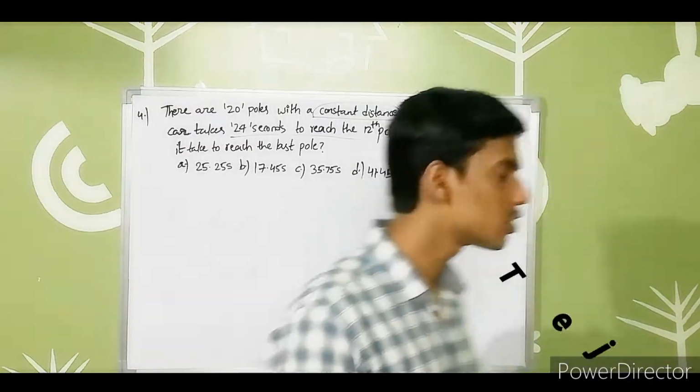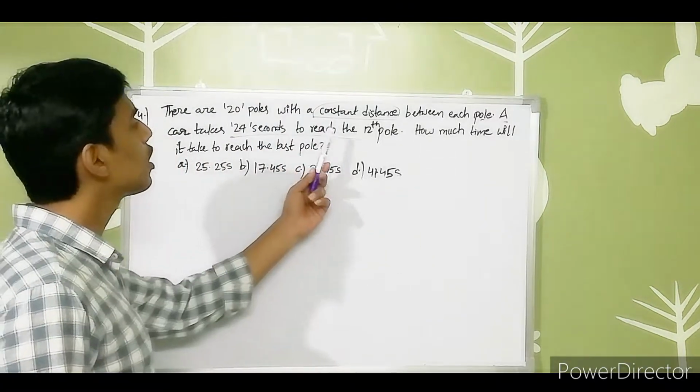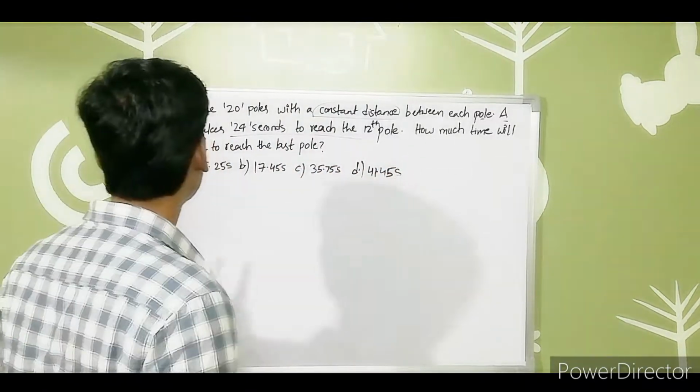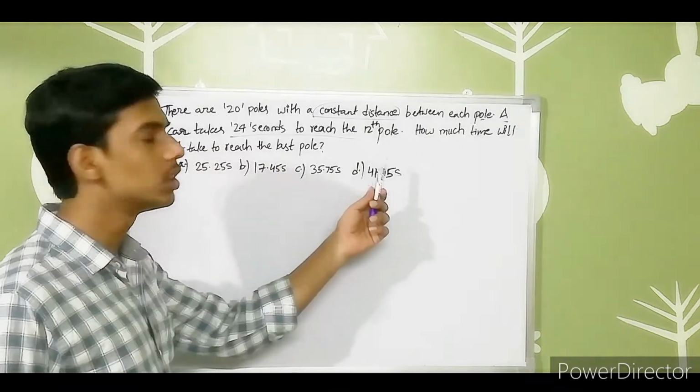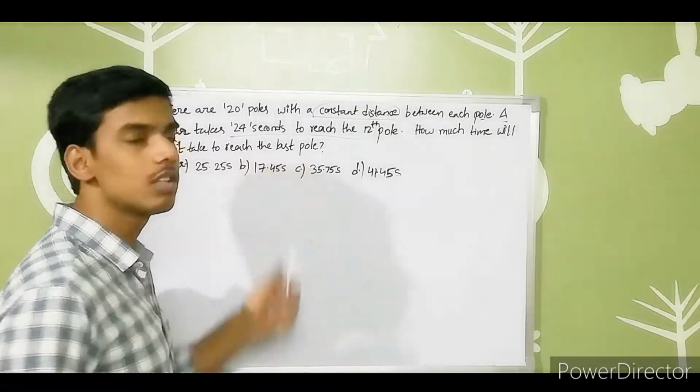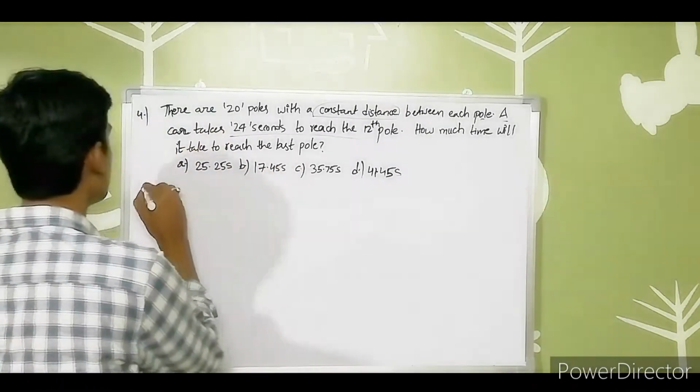So what is given in the question? There are 20 poles with a constant distance between each pole. A car takes 24 seconds to reach the 12th pole. How much time will it take to reach the last pole? Let's look into the solution.